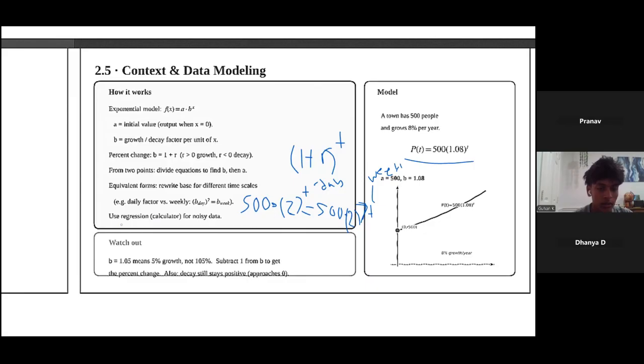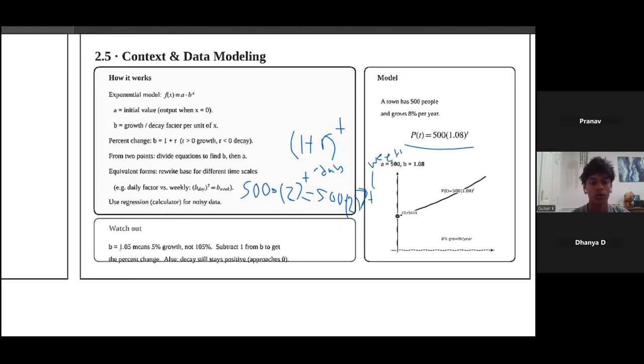So here, little tip: B equals 1.05 means 5% growth, not 105%. Just thinking simple, if we have like 100 people and we multiply by 1.05, it's gonna turn into 105 people, which is 5% growth. It's 105% of 100, but it's only 5% growth. And if it were 105% growth, then that would become 205, and that would be 205% of 100.